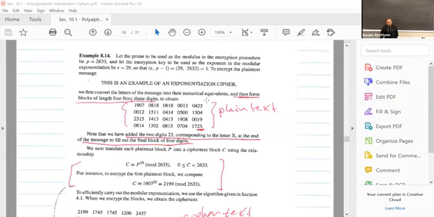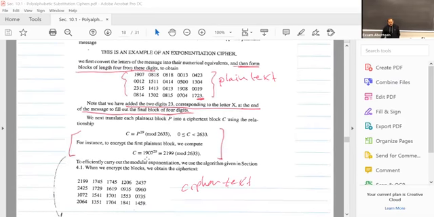Now we're going to calculate each block here. We're going to raise it to the exponent of 29. And as I said, this is very hard to do, even with a calculator, if you were to just plug it in.